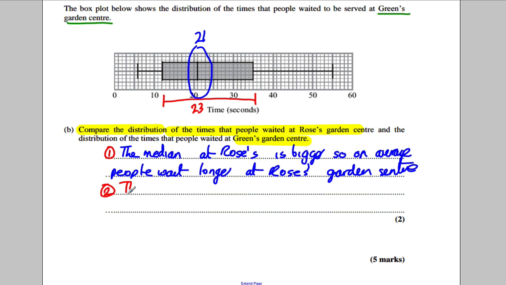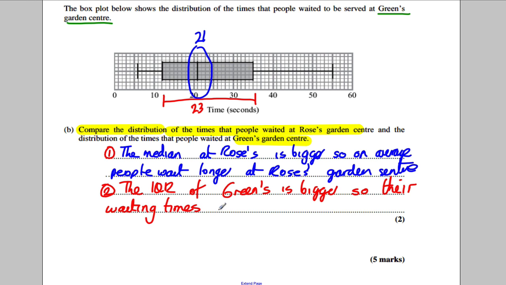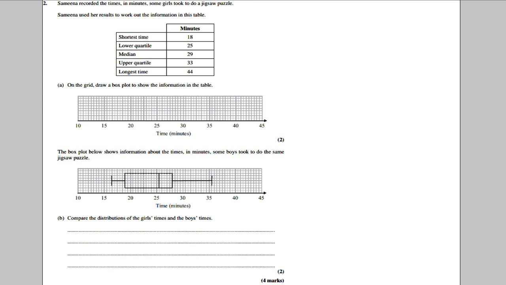So we can say the IQR of Greens is bigger this time. And we have to state what that means. So their waiting times, i.e. their results for their waiting times, are more, and do you remember the phrase? Spread out. Done. 5 marks secured. Okay, next question. Starts there, and I would like to pause the video and work through it. If you're not on the worksheets, I'm going to go through in 5 seconds.